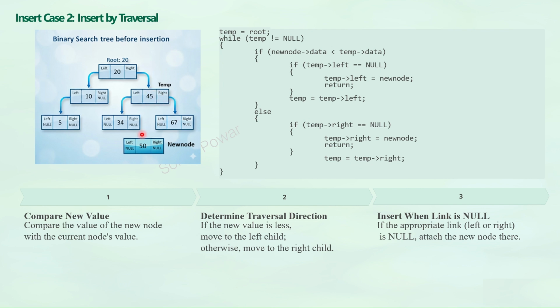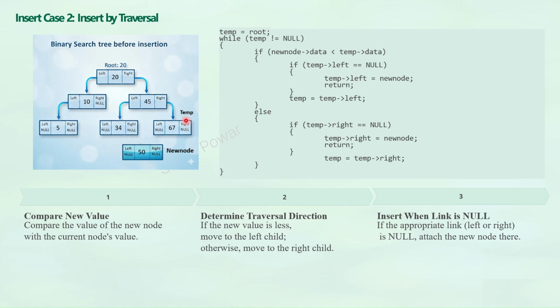If it is a null, then we will add the 50 at this location, but right now it's not null, so we will just move towards the right side. So temp will be pointing to the 67. Again temp is not null, they will enter into the while loop. Now this temp data, that is 67, and 50 are going to be compared. Now this condition will be true because 50 is smaller than 67, so they will enter into this if.